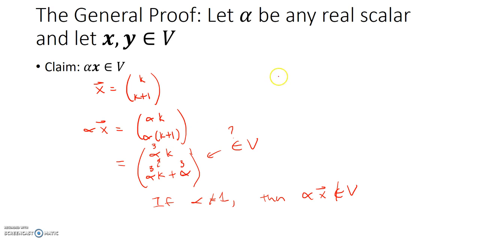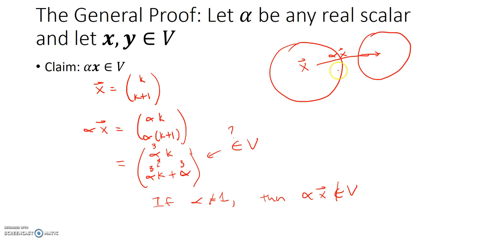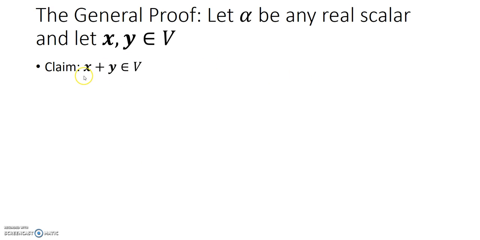So in general, if you take a vector inside of here, and you multiply that vector by alpha, then you end up with a vector that is not necessarily inside of the set. You end up with some other range that's not the same as the domain. We could do a similar proof for x plus y. So how do we do this?